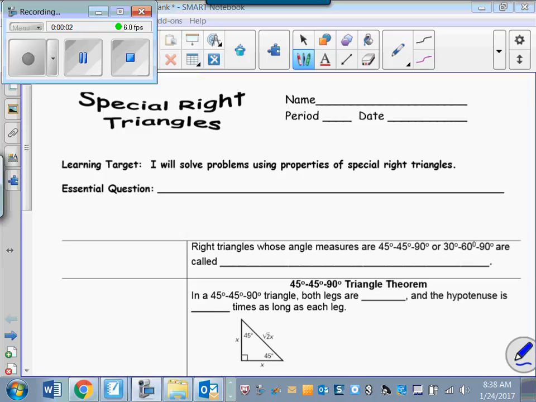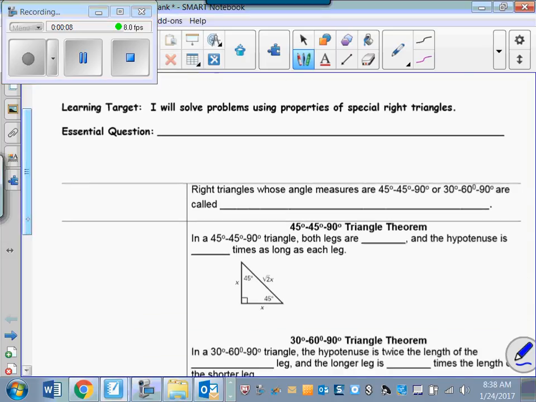Today's lesson is on special right triangles. And what is a special right triangle? Well, a special right triangle is any right triangle whose angle measures are 45, 45, 90 or 30, 60, 90. Those are our special right triangles.